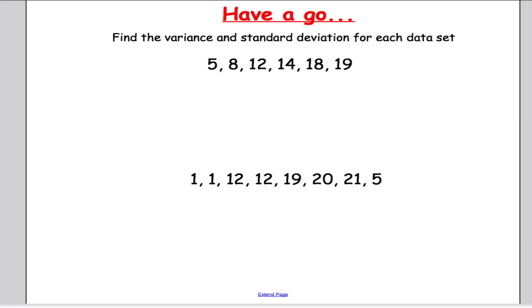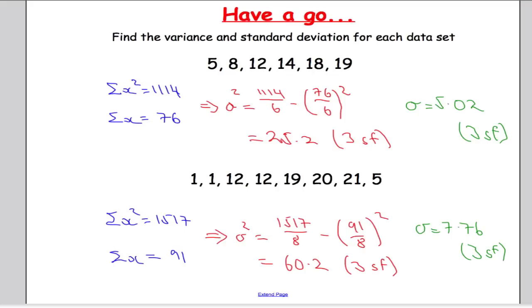So, time for you to have a go. Pause the video now and see if you can work out the variance and standard deviation for each data set. Okay, hopefully you've tried those questions. I'm going to bring up the solutions now and you can mark your work.